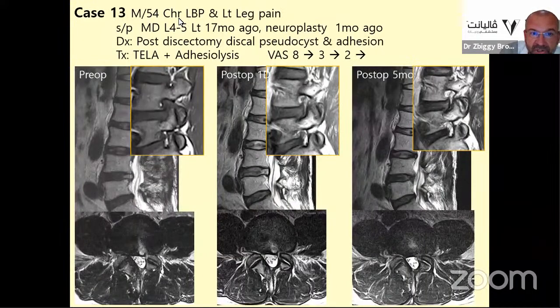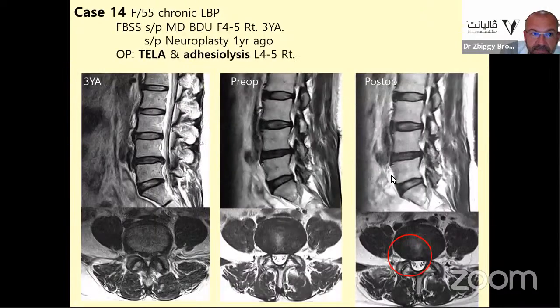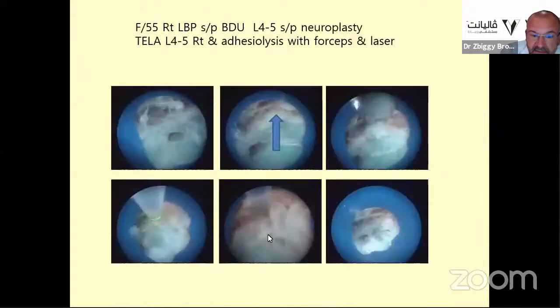A patient with back pain, chronic left-sided leg pain. It was pseudocyst before the endoscopy. Unfortunately, there was intracanal scar tissue formation. So we did release the scar tissue and annuloplasty. The patient decreased VAS score from 8 to 2, 5 months after the surgery. Another one, chronic low back pain. It was a 55 years old lady, similar situation, operated before. We did annuloplasty, and we also released the scar tissue at the level L4-5 on the right side.